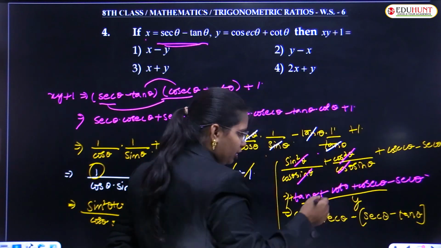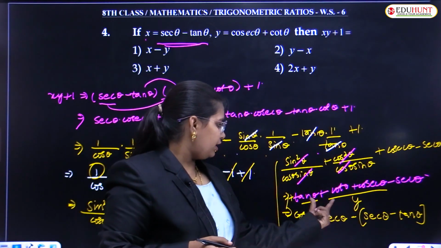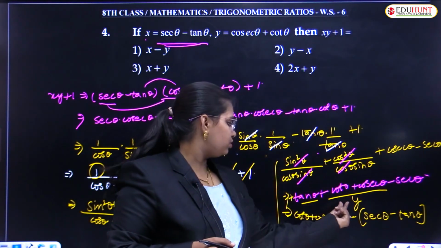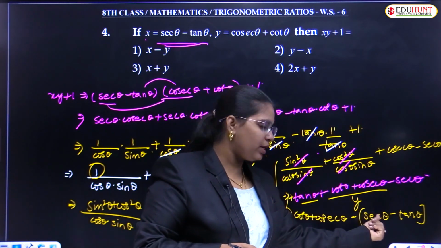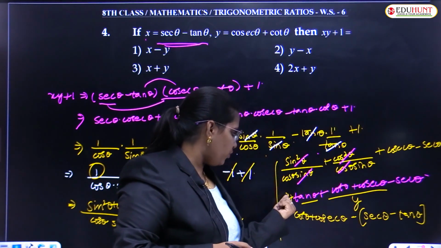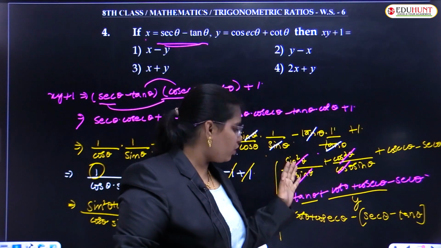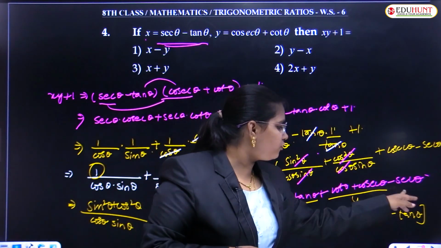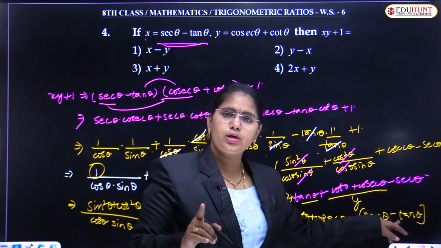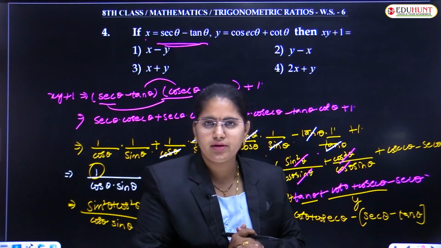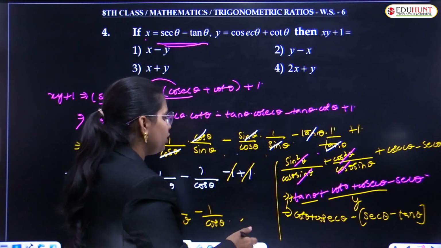You have to observe this step carefully. I wrote these two as it is, and took minus common. So secant theta will be as it is, plus into minus is minus. But here you have a positive sign. So that's why I am taking minus of minus is plus. So I'm taking minus common. You have to write one more minus inside the bracket, right? Yes or no?